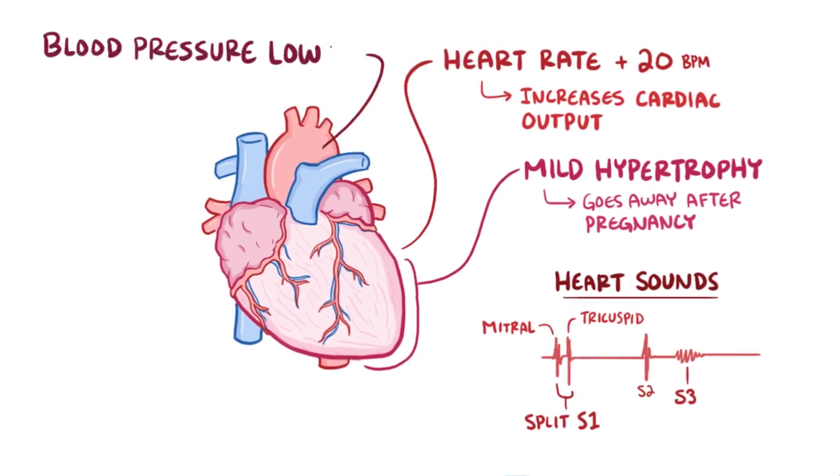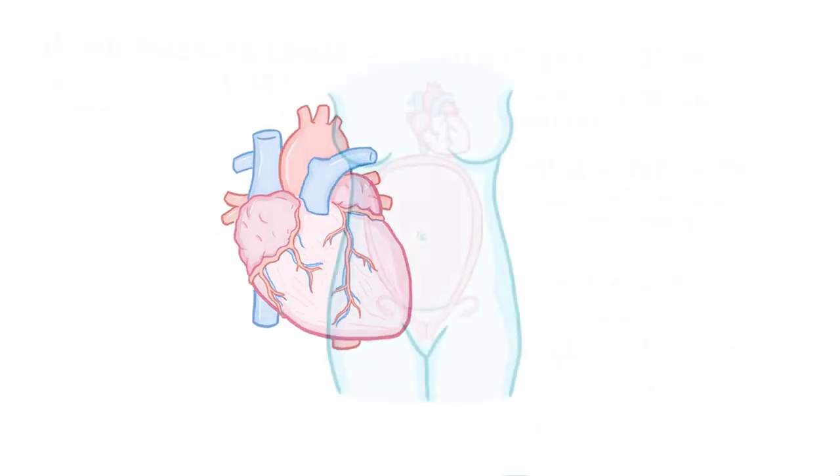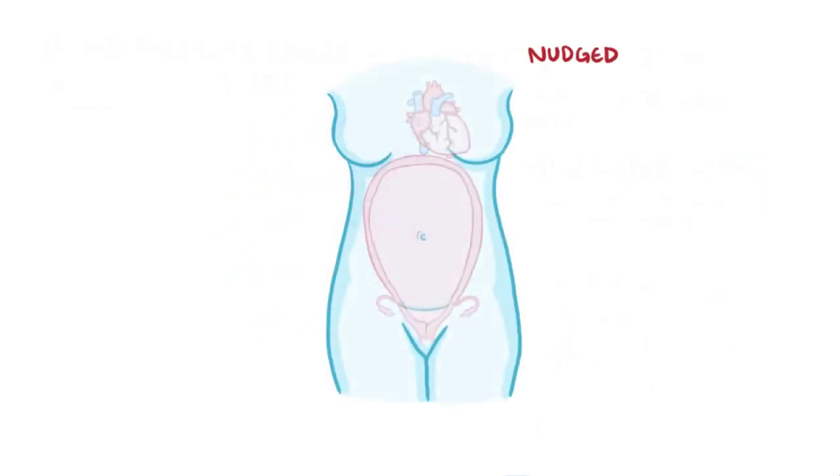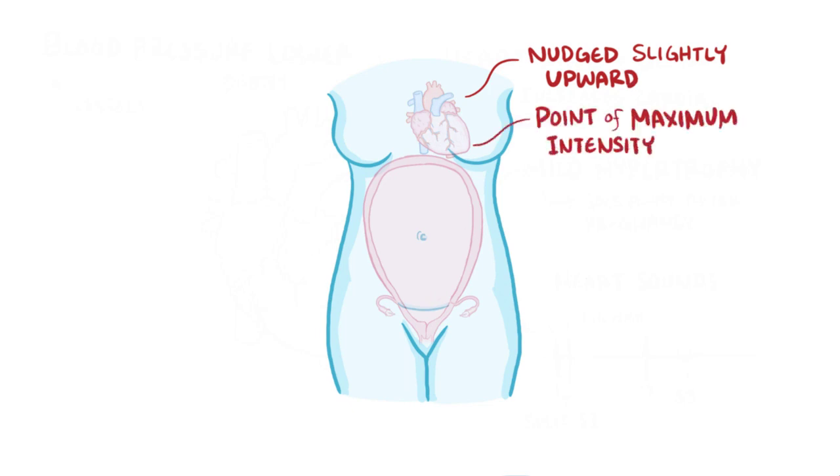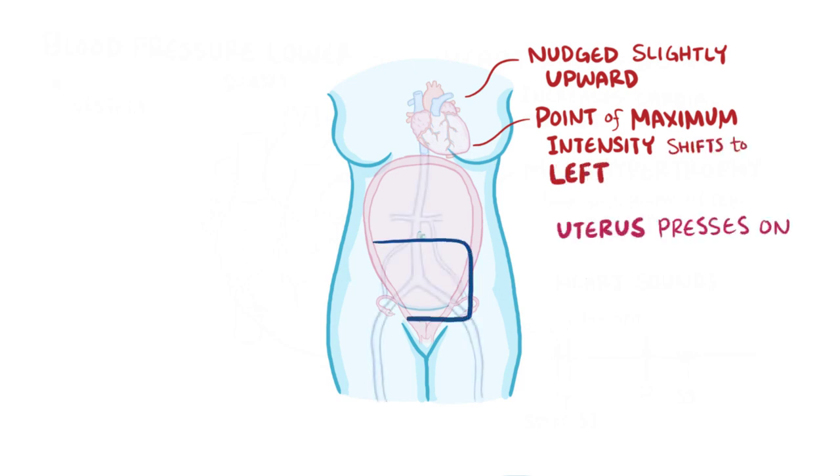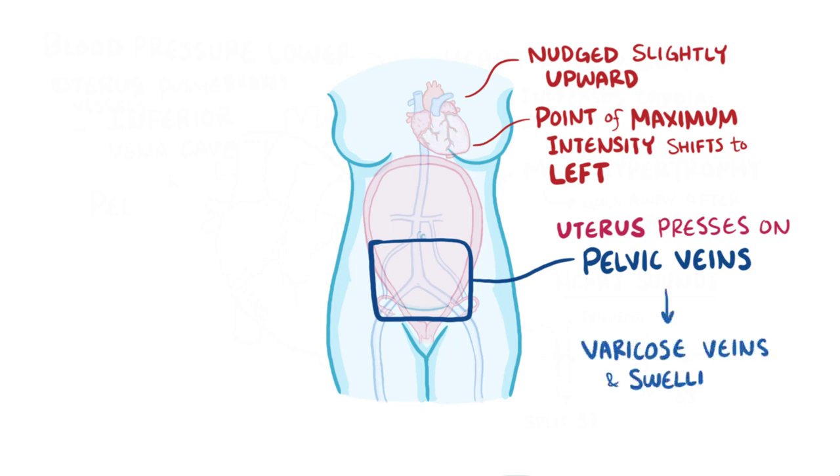Finally, the blood pressure actually falls a tiny bit, even though more blood's getting pushed through the vessels, since progesterone causes them to dilate. Finally, as the uterus enlarges, it pushes up on the diaphragm, nudging the heart slightly upward and shifting the heart's point of maximum intensity, the spot where it taps against the chest wall, a little bit to the left. The uterus also presses against the pelvic veins, causing blood to back up, leading to varicose veins as well as swelling in the lower legs and ankles.